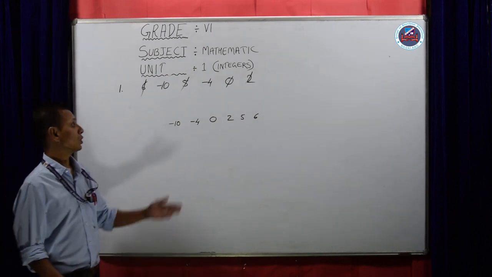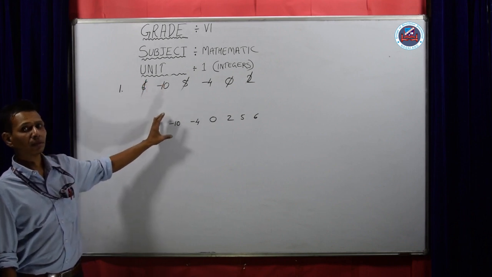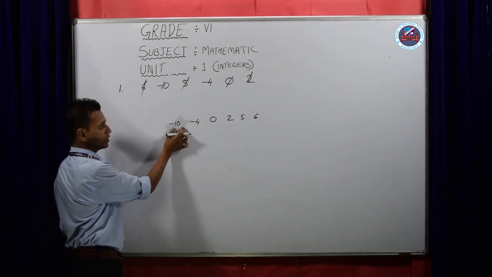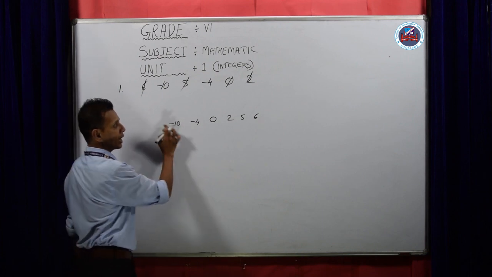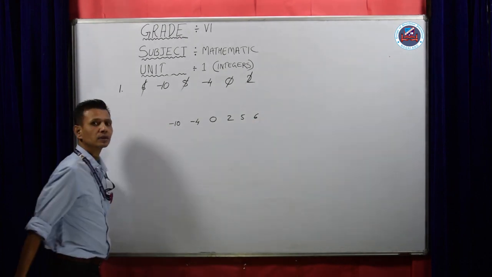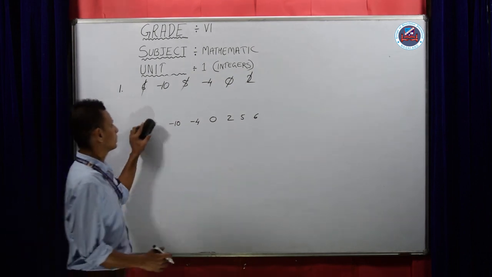That's it, students. You have already done your answer. You have arranged all these numbers in order starting with the lowest. So negative 10 is the lowest among all this set, and 6 is the highest among all of these. Now you are done with question number 1. Now let's solve question number 2.